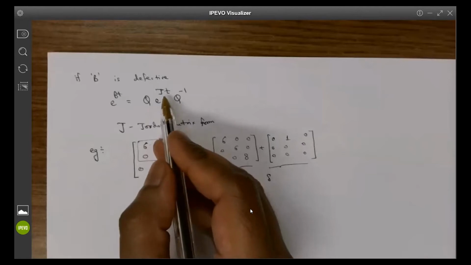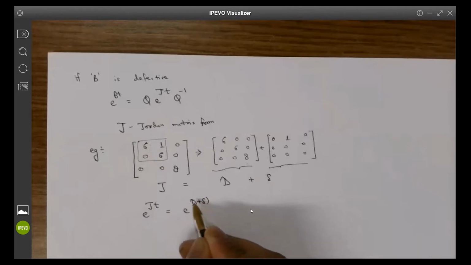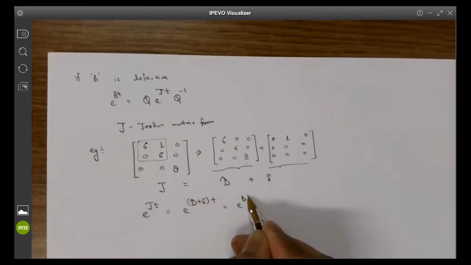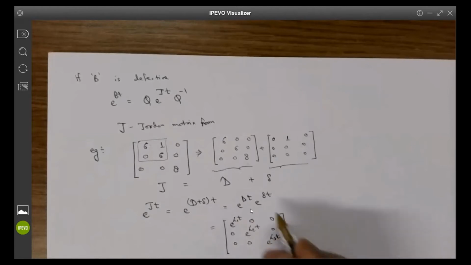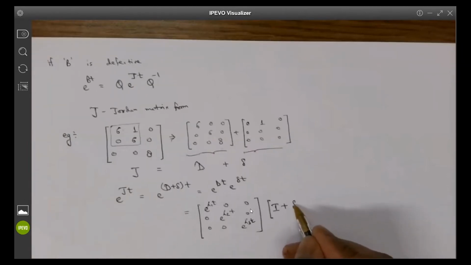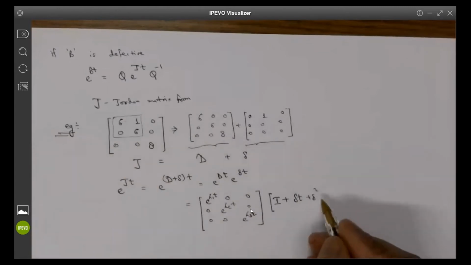So again, e^(Jt), how to compute e^(Jt)? e^(Jt) is basically going to be e^((D plus delta)t), that is e^(Dt) times e^(delta t). e^(Dt), we already know how to write it. And e^(delta t) is given by the same exponential series, where delta is going to be a 3 cross 3 matrix because our J was a 3 by 3 matrix. This is just an example. Delta squared t squared by 2 factorial and so on.